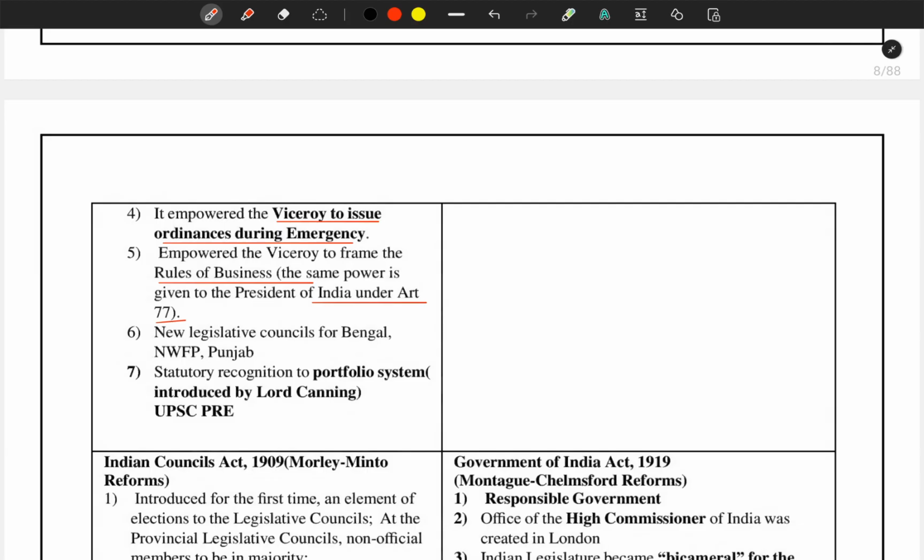New Legislative Councils for Bengal, NWFP, and Punjab. And statutory recognition to the portfolio system introduced by Lord Canning. This question was asked in UPSC prelims, so it may again be asked in some other competitive exams. But this is a good point: statutory recognition of the portfolio system introduced by Lord Canning.